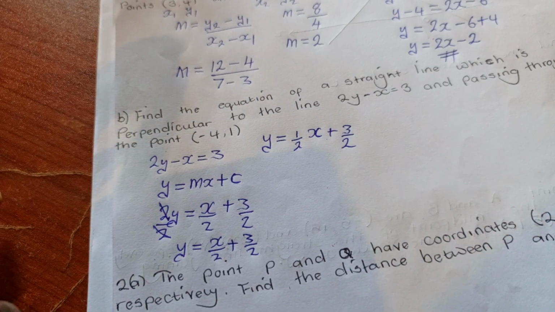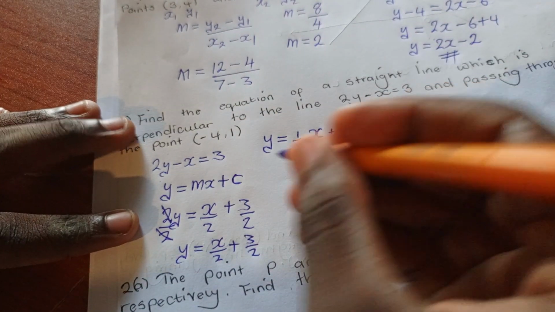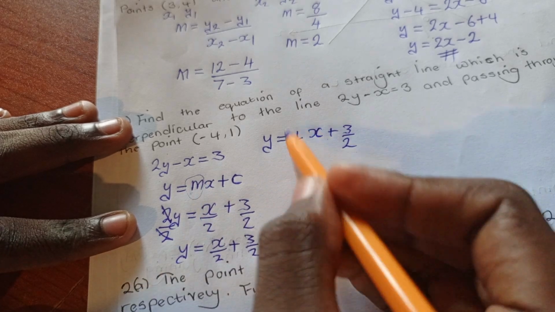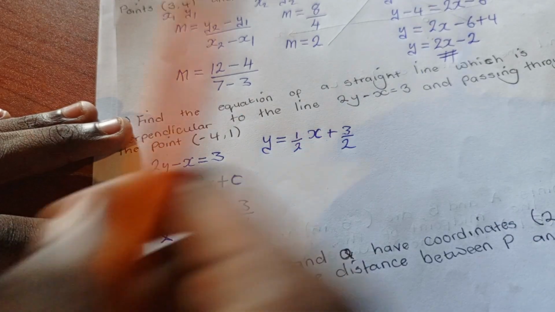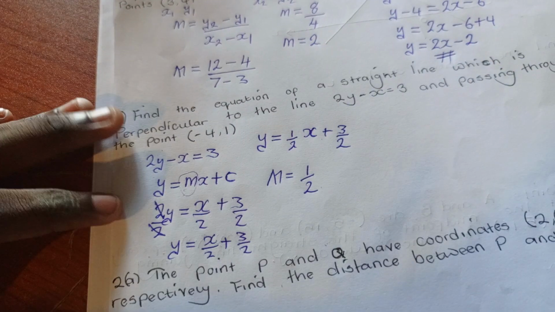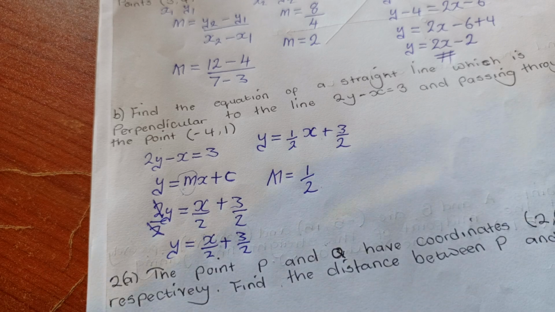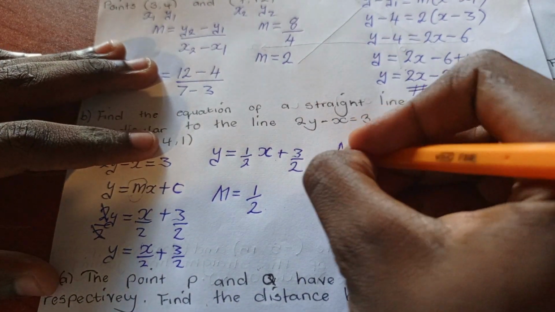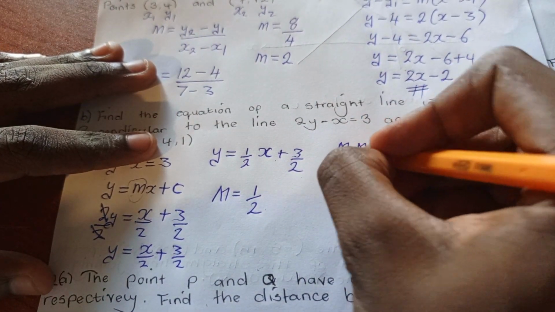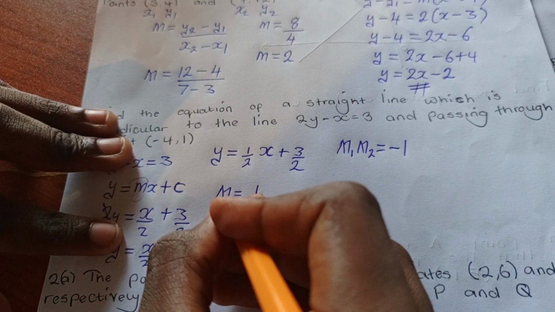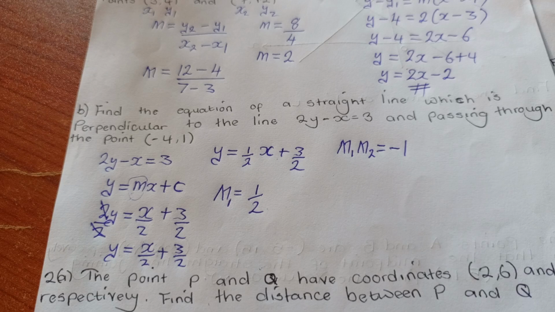So now we can pick our gradient. The m is in front of the x. So our gradient will be equal to half. Now since they've said find the equation of a straight line which is perpendicular, we have to use this equation: m1 times m2 is equal to negative 1. So we assume this is our m1, and we are finding the m2.